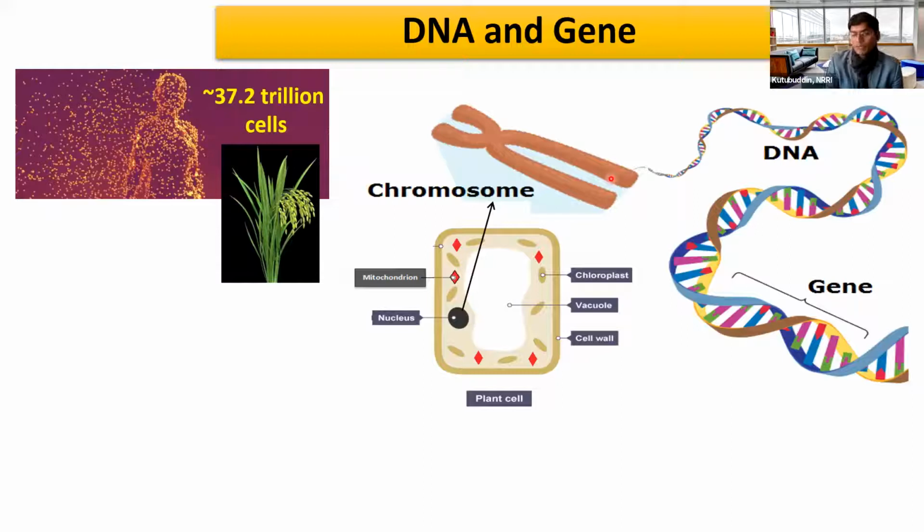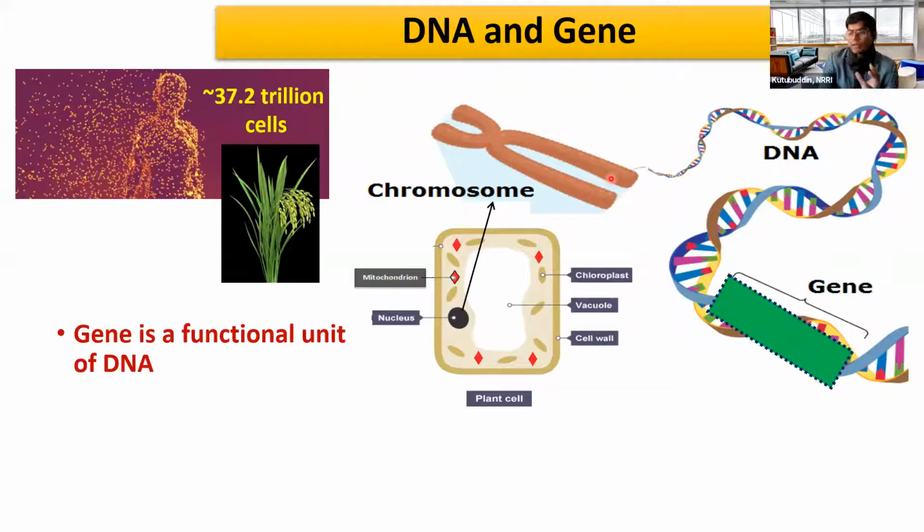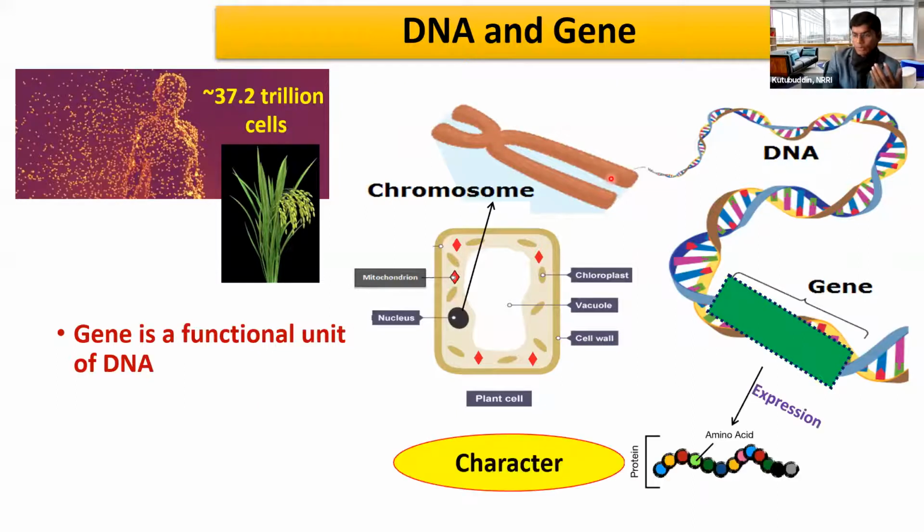But according to the present status of knowledge, the whole thread of DNA is not equally important. So a functional unit or a functional portion of that long DNA is called a gene. And why is this gene a functional unit? Because when a gene expresses, it produces some protein, and that protein governs a character or a phenotype of a plant or an animal or any organism. So a gene is a functional unit of a DNA that produces a character.